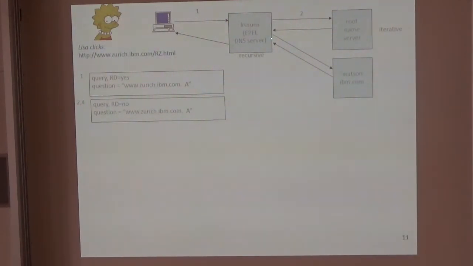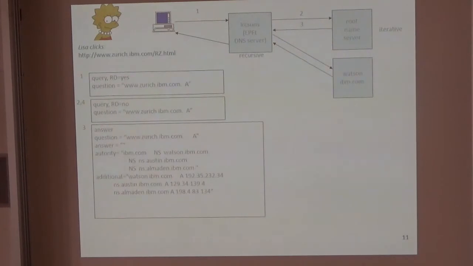So it will give you one answer that will help you. And this answer, number 3, will be, so you've asked this guy about this address. This one will not give you the answer, but it will give you the IP address of the DNS server of IBM. So we see here the principle of how it's organized.